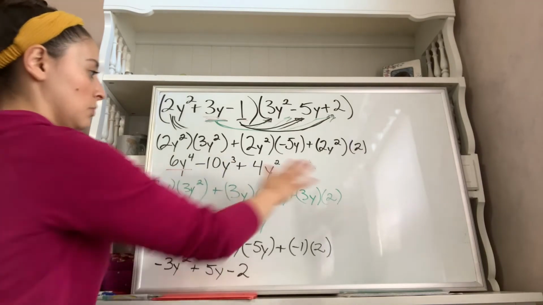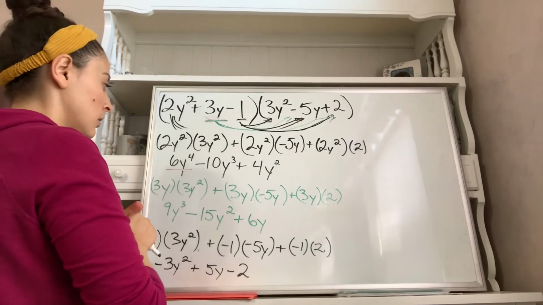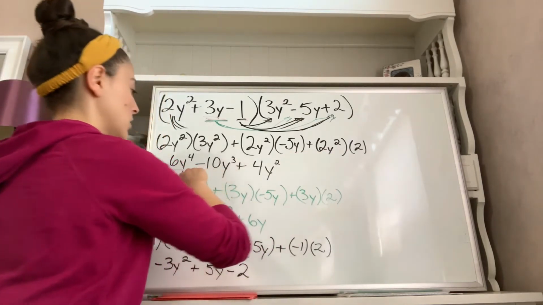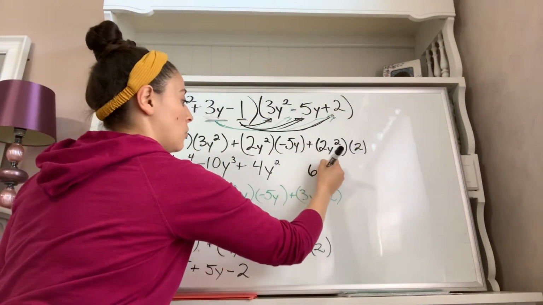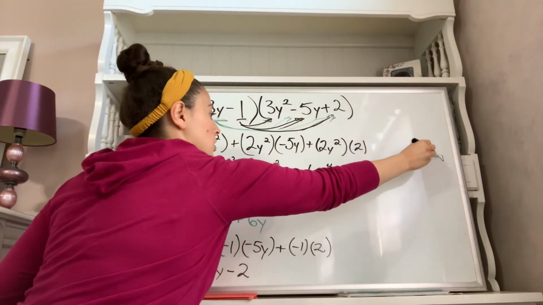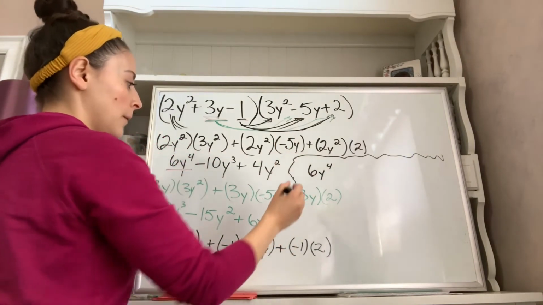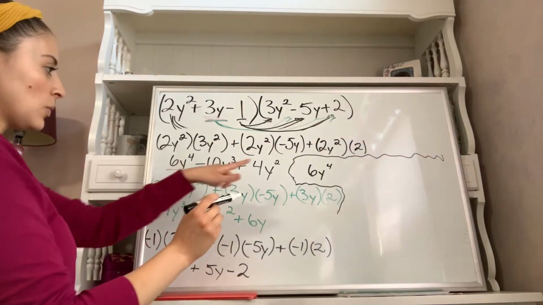I'm gonna use black because none of these other markers are working. So the 6y to the 4th can't combine with anything, so it's just going to stay the same. 6y to the 4th. Let me just section this out. Okay. So we have 6y to the 4th.